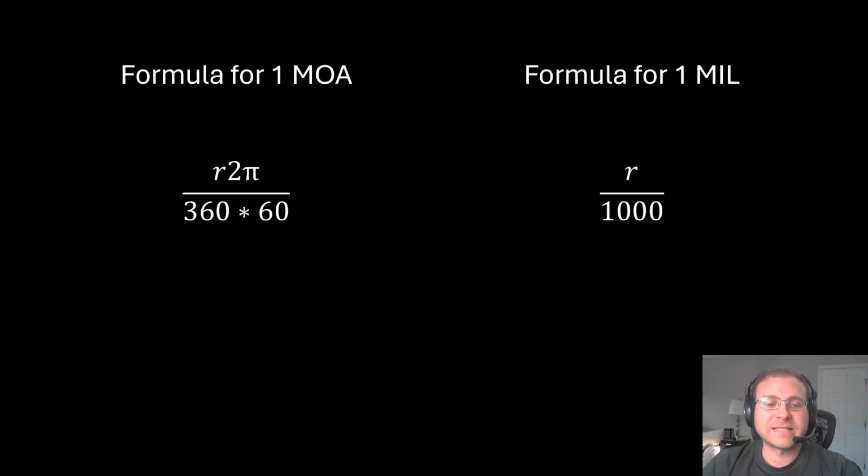In these formulas, again, the letter R is the range to the target. Looking at these two, I have a hard time imagining why anybody would think it would be faster and easier to use the minutes of angle formula. Let's take a further step back and take a broad view of the concept behind these formulas.